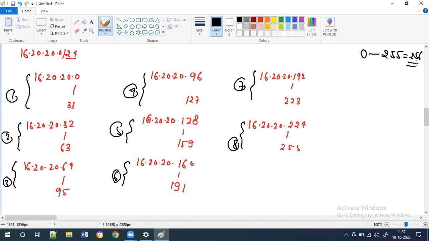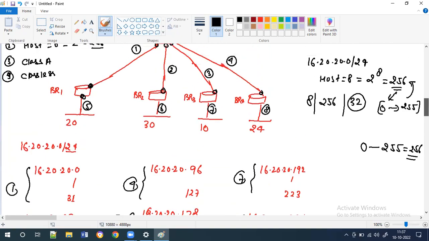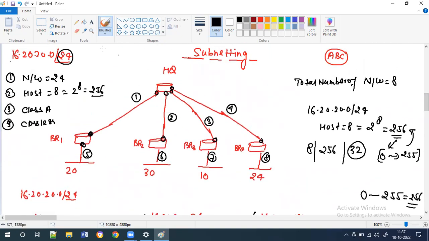And what was the requirement? 8 networks. I had the requirement of 8 networks, and now I am getting the 8 networks. Right? I can assign these networks. I can pick one subnet here, like I can pick the starting one, the first one, 16.20.20.0 till 31. I can assign that. But the question here is, how would I get this? What is the value here?